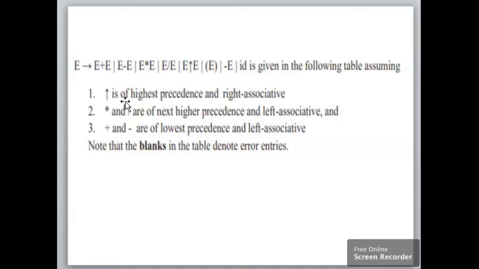The exponentiation has a higher precedence and it's going to be right associative, that we have discussed right now. Asterisk and division are of the next higher precedence and both the operators are left associative. And plus and minus are of the lowest precedence and again left associative. So if I take a plus b minus c, it means that a plus b would be solved first and then the minus, because plus and minus are of the same precedence and left associative, so plus would be solved first.